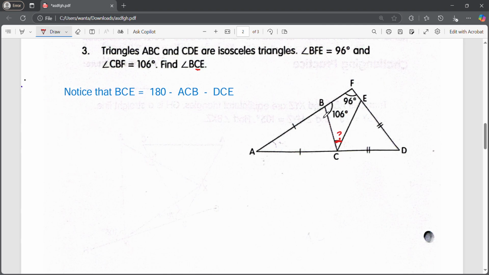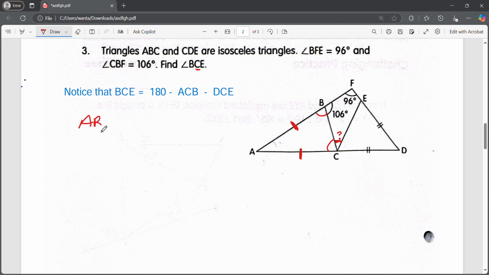Well, it says that ABC is an isosceles, and since the two sides that are equal are here, that means the angle over here and over here will be the ones that are equal. The angles opposite the equal sides. ABC will be the same as ACB. And can we find ABC? Yes, because ABC is in a straight line with 106.